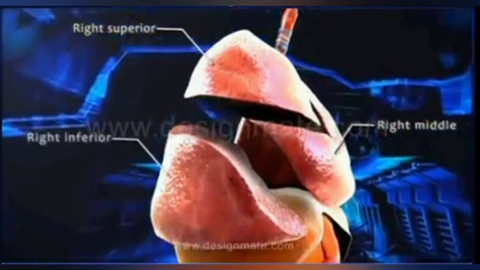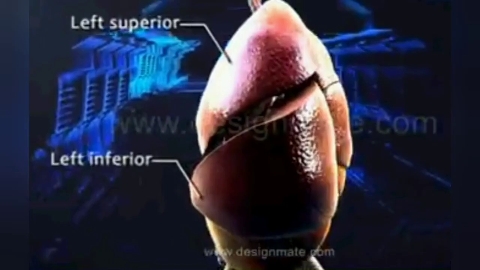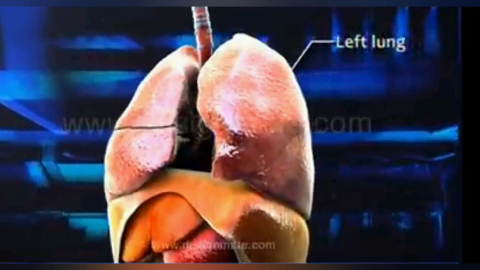The lung has two parts, right and left, and the right lung is divided into three lobes: the right superior, right middle, and the right inferior. The left lung is smaller than the right and is divided into two lobes: the left superior and the left inferior lobe. And the right lung and left lung are associated with small tubular structures called bronchi.